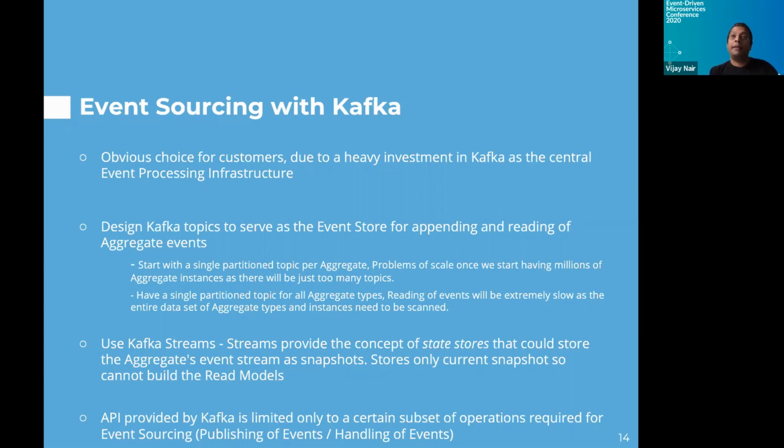They start mapping the capabilities that are required in event sourcing with what is provided by Kafka. And let's look at a couple of these things. Event sourcing, of course, requires fast, append-only storage, as well as reading of aggregate events. Customers or enterprises generally start with designing Kafka topics to serve as the event store, because Kafka does provide you a persistent log at the topic level to store events that are happening.